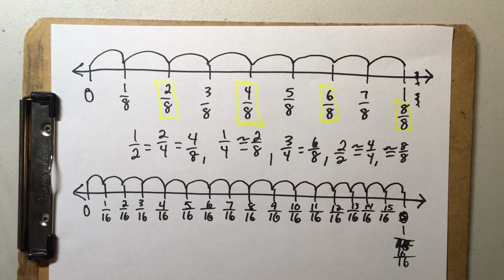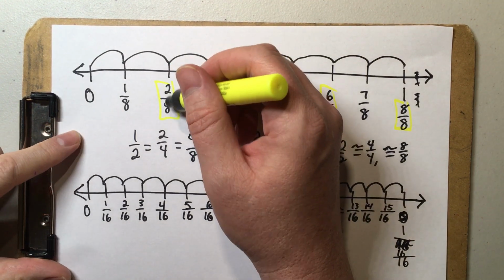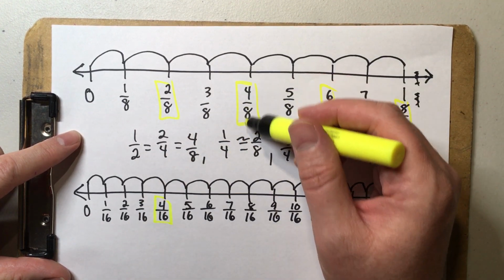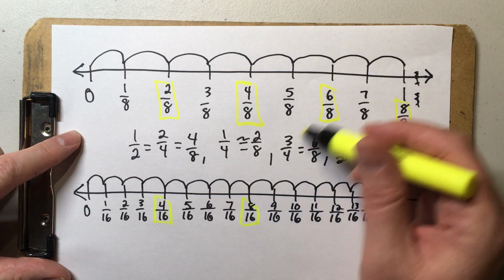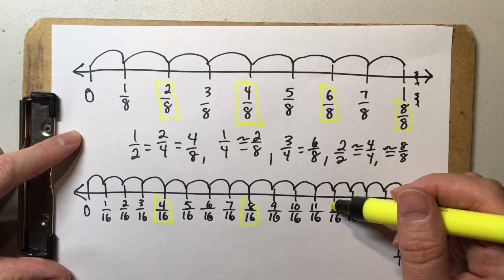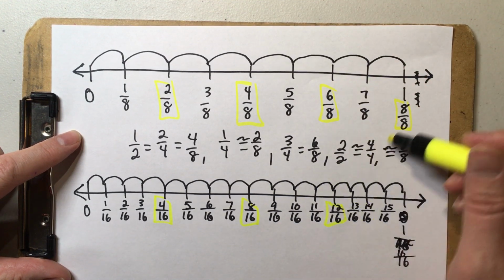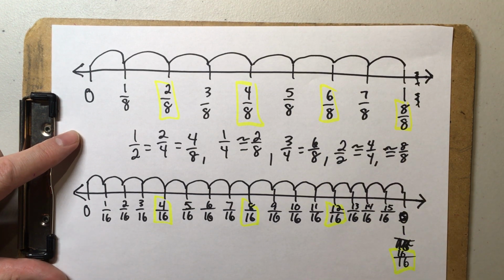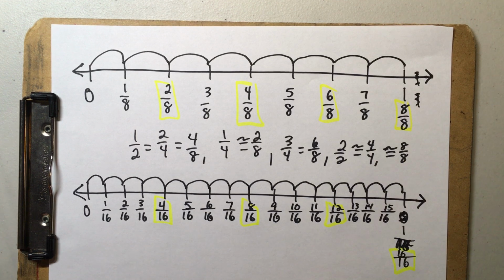Good. All right. So 2 eighths equals 4 sixteenths. 4 eighths equals 8 sixteenths. 6 eighths equals 12 sixteenths. Okay? 8 eighths equals 1, which also equals 16 sixteenths. All right, point out those equivalent fractions to them.